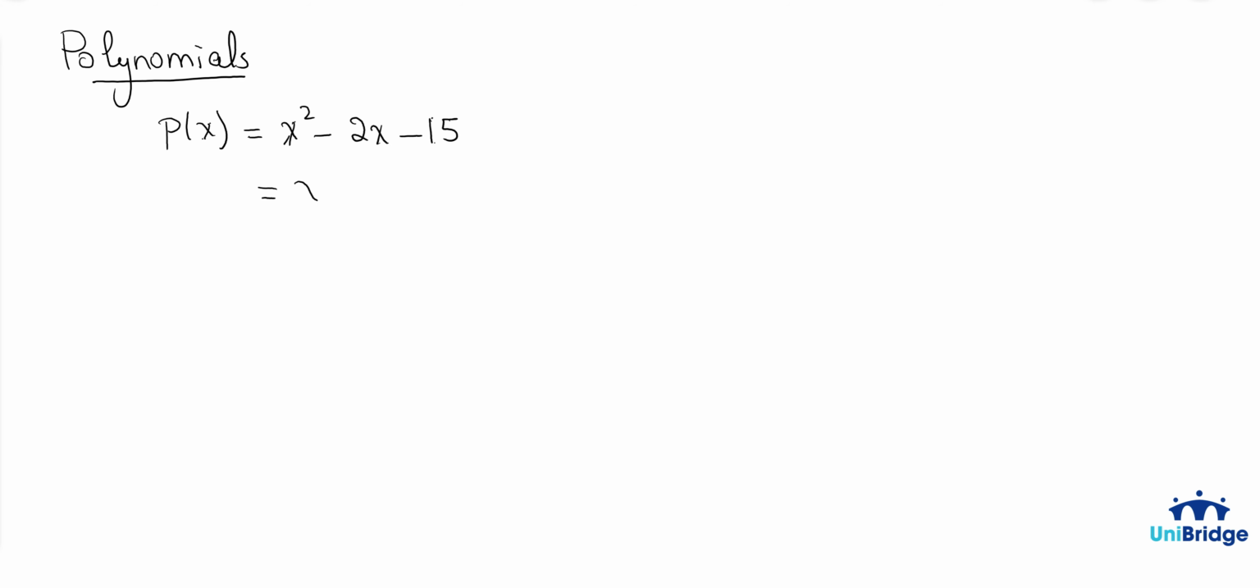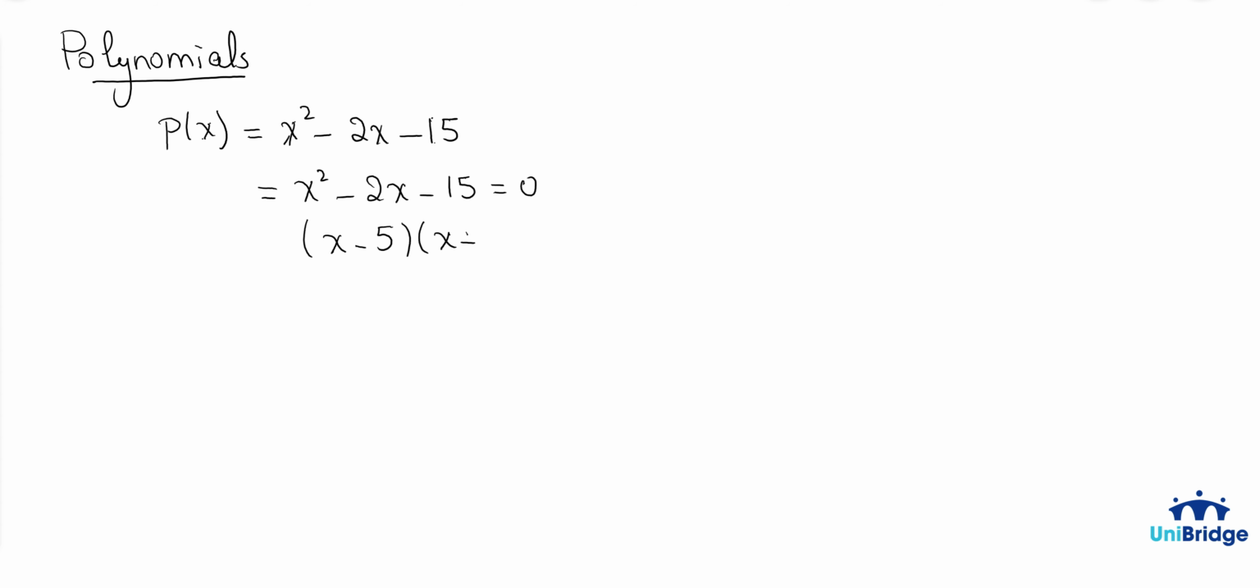In this video, we're going to discuss polynomials. Polynomials are just functions that have powers of x. So a polynomial could be a function that is x squared minus 2x minus 15. If you want to solve this polynomial to be equal to 0, you'll do factorization.